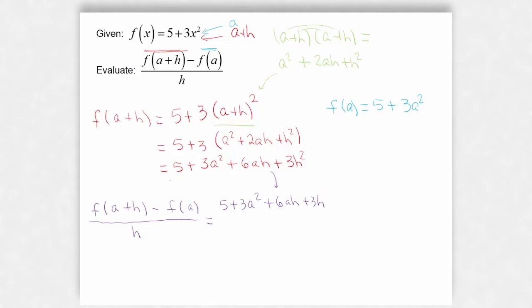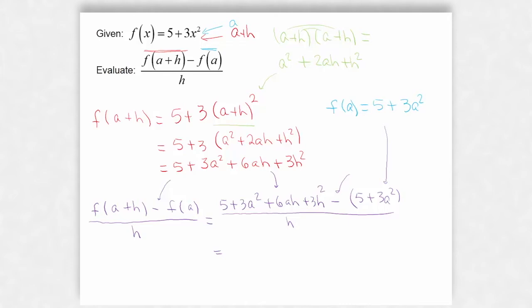And then I'll subtract, so I'll put the subtraction sign in. And I'll subtract f of a, and f of a is what? f of a was 5 plus 3a squared. Very good. And I'm dividing by what? Dividing by h. And I don't think the square held over the 3h yet. Oh, did I write it and it didn't stay? There we go. Thank you so much. I wrote it and it didn't stay.